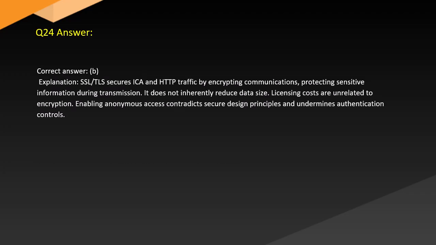Answer. Correct answer: B. Explanation. SSL secures ICA and HTTP traffic by encrypting communications, protecting sensitive information during transmission. It does not inherently reduce data size. Licensing costs are unrelated to encryption. Enabling anonymous access contradicts secure design principles and undermines authentication controls.